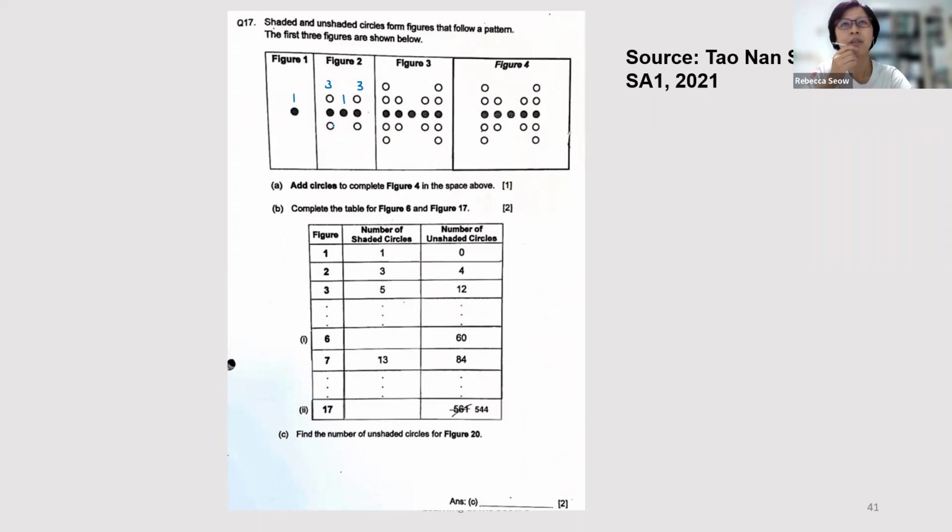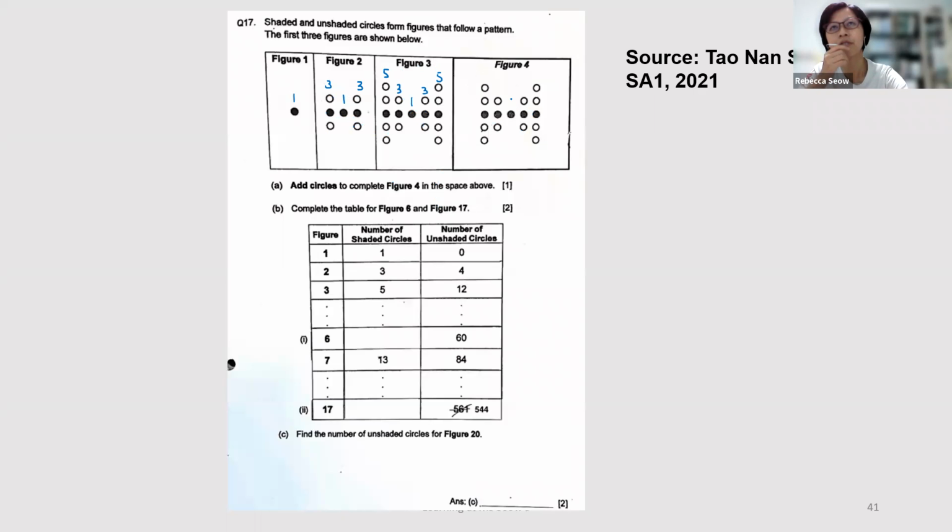One observation about figure 2 is that the circles that are aligned with the one in the middle, the black circle in the middle, are also shaded. Whereas the others are unshaded. Same for figure 3. The one in the middle is just one circle, followed by 3 on both sides, and 5 on the outer.